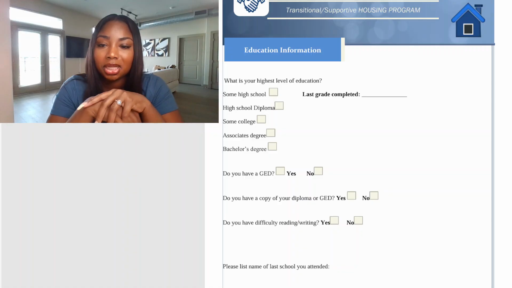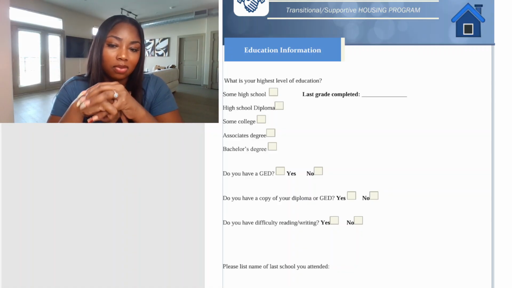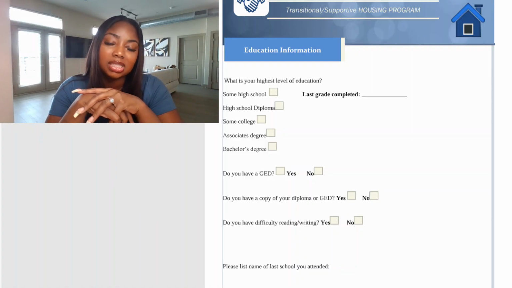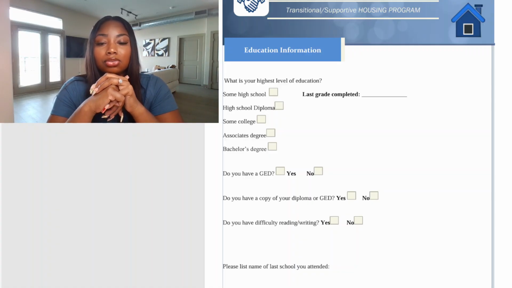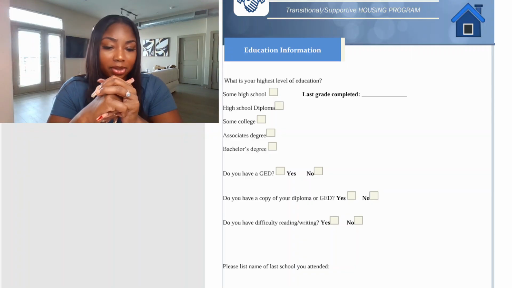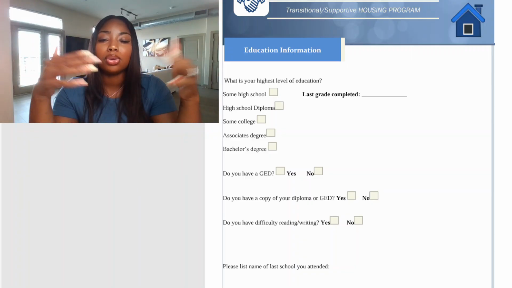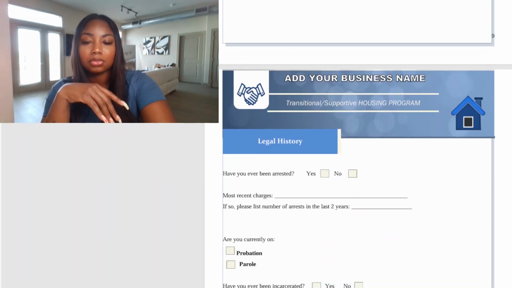The next page is education information. What is your highest level of education? If you're going to do a transitional housing and you're helping them with supportive services such as case management, then it's very important to know, do they have a GED? Do they have difficulty reading or writing? So that way you know where you can meet the client where they are.